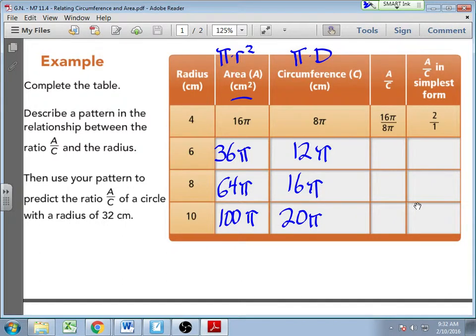Now, if I look at the area divided by the circumference, we're just going to set up these ratios. So in this third column, just set your ratios of area over your circumference. Prize question: you'll get a piece of candy if anybody can tell me the relationship that those ratios really show me.